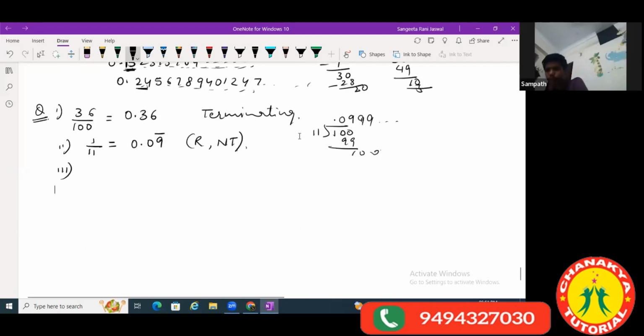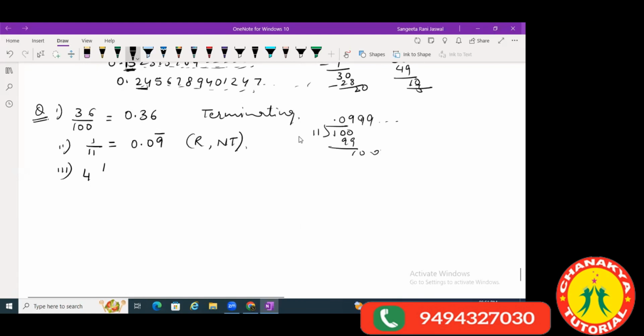Next, let's take the next one, 4 1/8. Let's make it an improper fraction. 8 4s are 32, plus 1, 33 by 8. So you divide 33 by 8 and check what you get. 8 4s are 32, you have 1, 1, 2, 5. You'll get this when you divide. So this is again a terminating decimal.